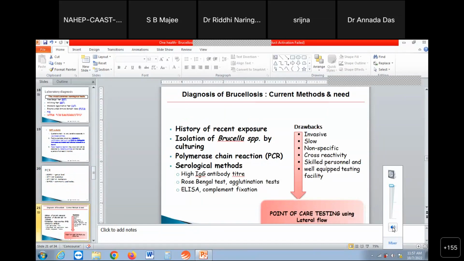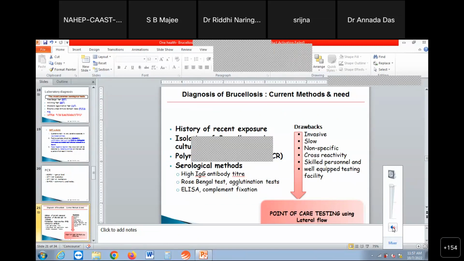So regarding PCR, that was all I wanted to discuss, simply because I just want to tell you that it is a real time test, which is very important when you need to do testing and also to find out the load. Now the next one is the current methods. So we go to the point of care testing, that is lateral flow.